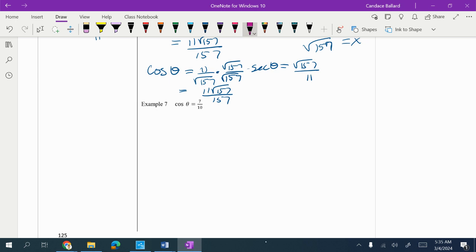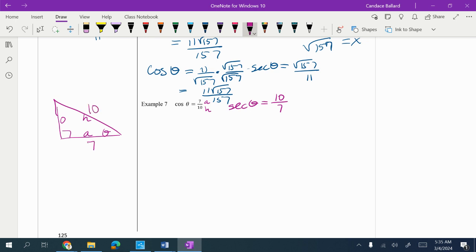Okay, so I'm going to start example 7, and we are going to flip our reciprocal to begin with. So I know cosine is the reciprocal of secant, which is 10 over 7. And then I'm going to go ahead and draw my right triangle. I know that its hypotenuse is across from my reference, opposite, and next to it is adjacent. Cosine I know is the adjacent over the hypotenuse. So adjacent gets 7, hypotenuse gets 10.